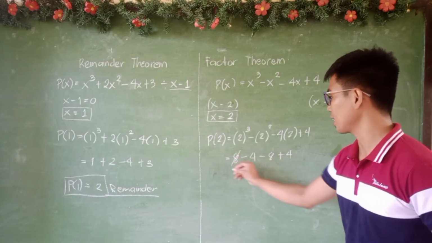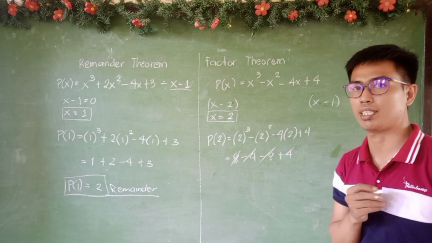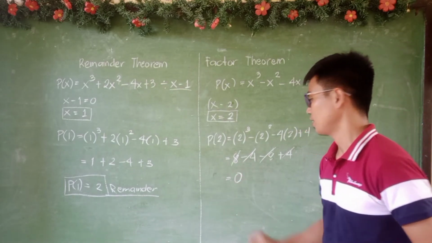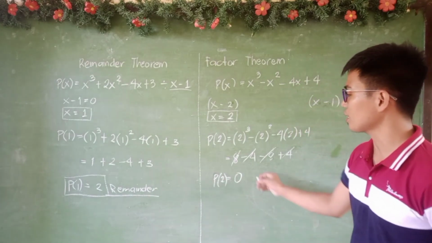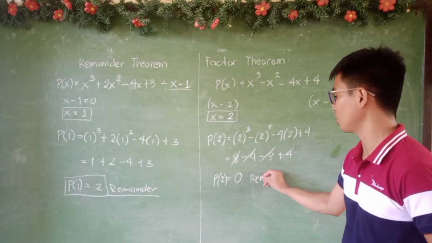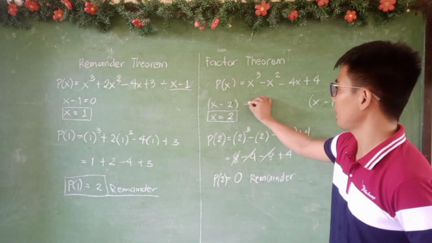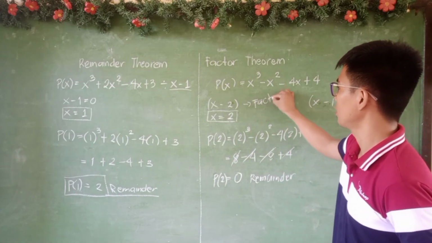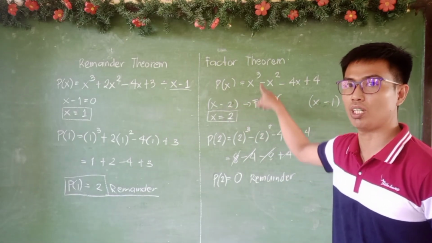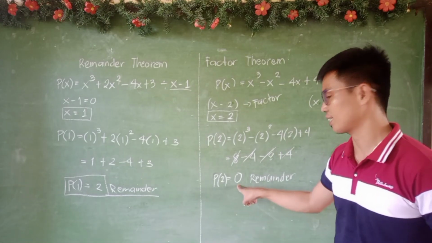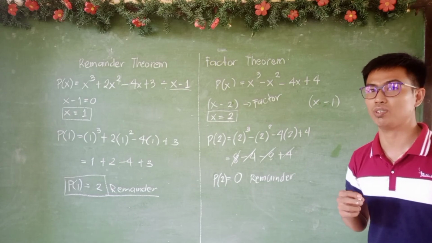So 8 and negative 8, so cancel na siya. Negative 4 and positive 4, so cancel na rin siya. So that means 0 yung ating remainder. So ito po yung sinasabi ko na ang remainder natin ay 0. So that means x minus 2 is a factor. So, ibig sabihin po, yung ating x minus 2 is a factor of the given polynomial since ang naging remainder niya ay 0. Try natin yung isa kung siya ay factor ba or hindi.